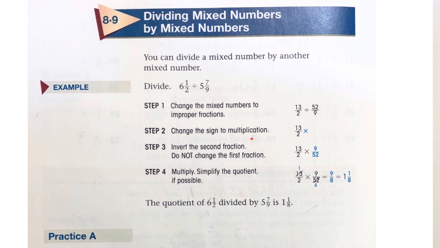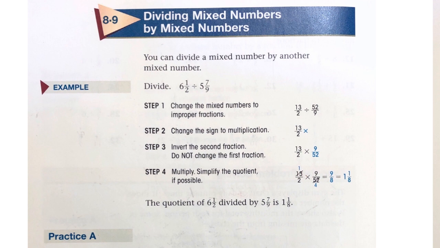Step 2, change the sign to multiplication. Step 3, invert the second fraction. Do not change the first fraction. So instead of 52 over 9, it's 9 over 52. Step 4, multiply. Simplify the quotient if possible.